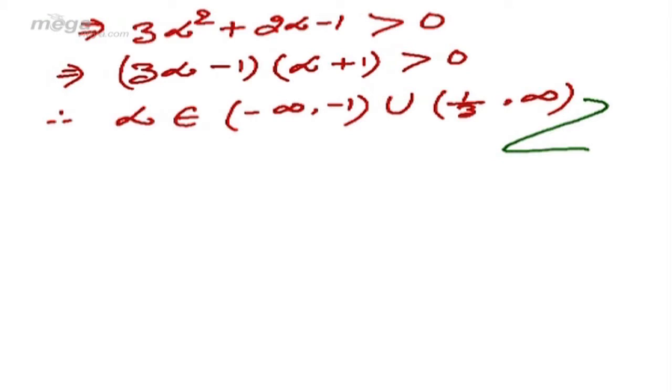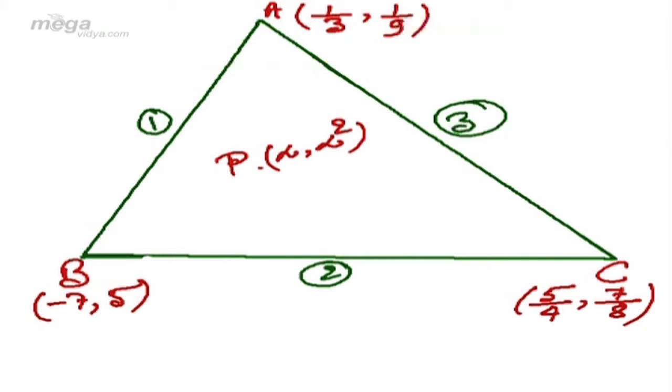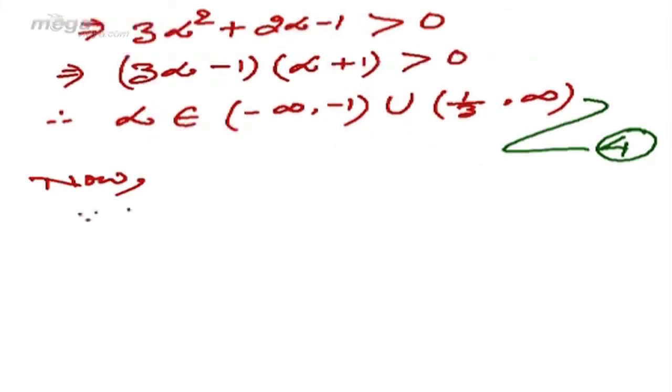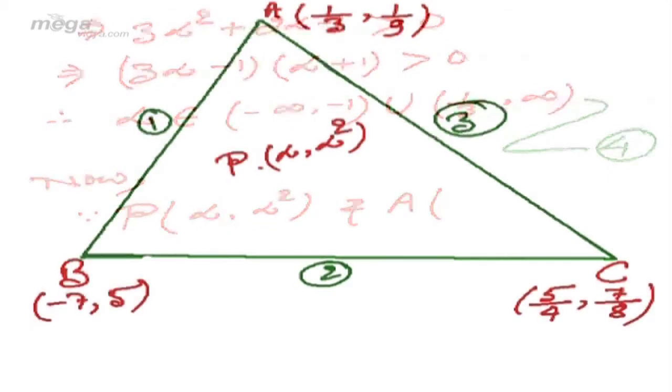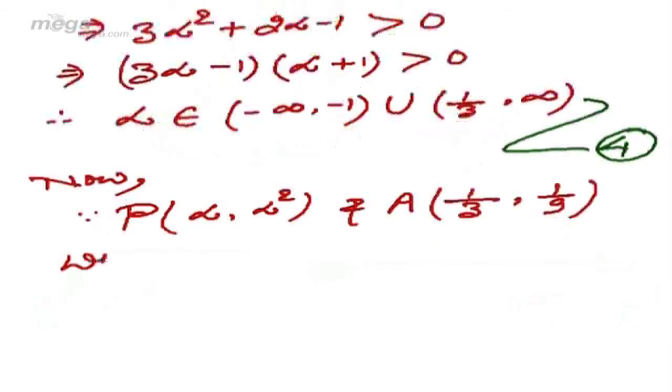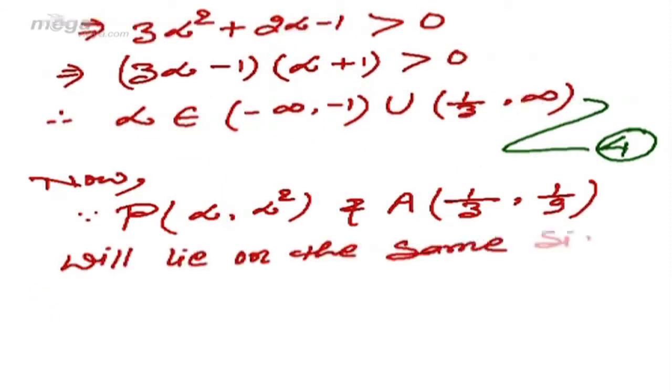This you will get, suppose, equation number 4. This is using one of the conditions that the point P and C will lie on the same side of line 1. Now we will consider the point P and the point A will lie on the same side of line 2. So now since point P (alpha, alpha squared) and the point A, which is (1/3, 1/9), will lie on the same side of line 2.